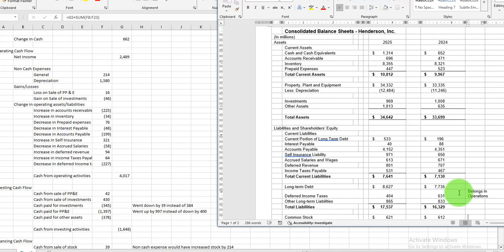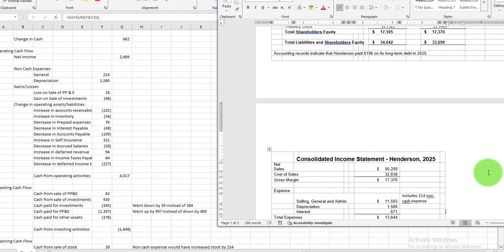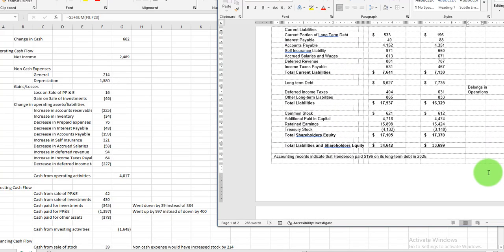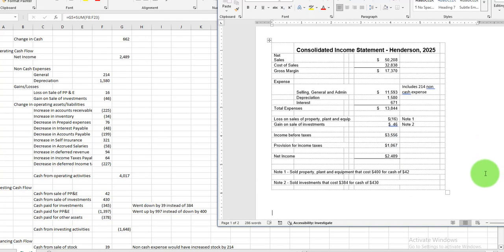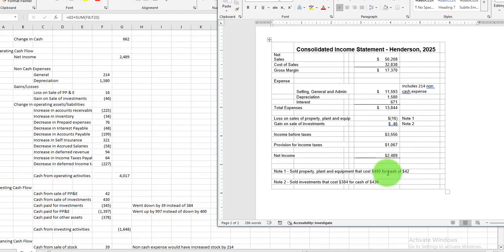So this is cash from long-term assets. So we're looking at the asset section here. We've got some property, plant, equipment. We've got investments. We've got other assets. Now, looking at our little footnotes, coming back to this information. We sold property, plant, equipment. It cost $400 for cash of $42. All we're worried about is the cash. So we take that cash amount and put it there as the cash from the sale of property, plant, and equipment. Same thing under investments. We put the cash there. So those first two are easy. Just pull them right off that little note, and we're good to go.